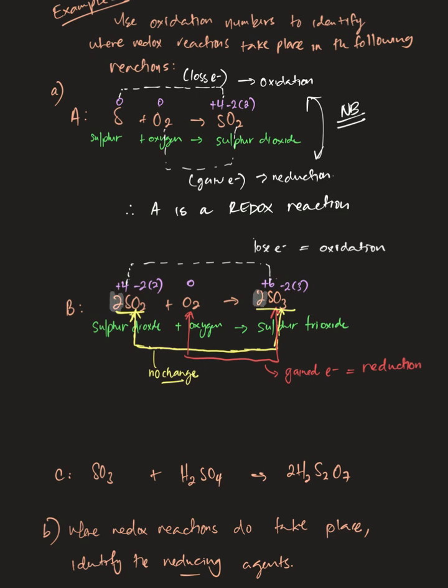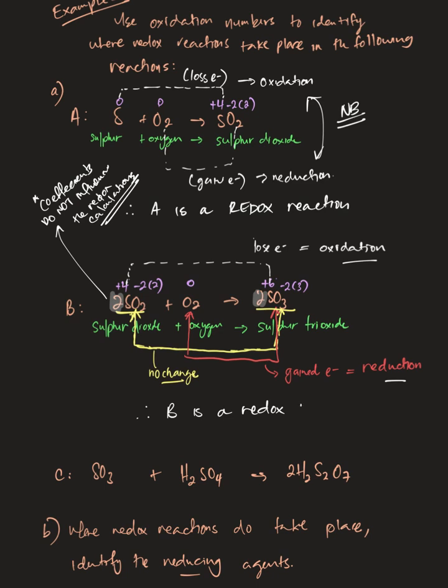These coefficients. Right, I want you to make a note for yourself with the coefficients. The coefficients do not influence the redox calculations, so we don't have to worry about it. Do not worry about coefficients, right? Alright, so if we're having a look here, I've got an oxidation, I've got a reduction. I can therefore say that B is a redox reaction.